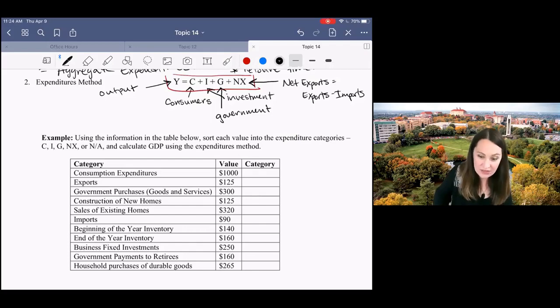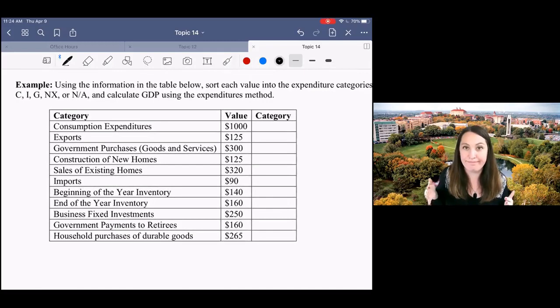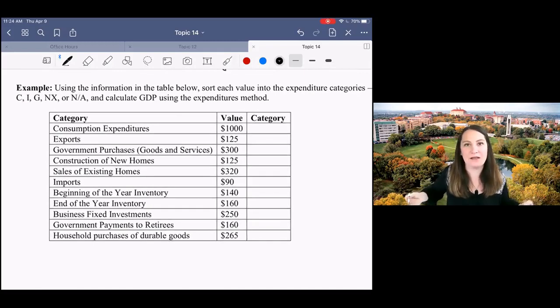So let's go through this example now. I've got a table with just some random numbers that represent theoretical expenditures. And what we're going to do is go through and categorize them as C, I, G, net exports, or not included in GDP. And then we'll add them all up to get our aggregate expenditures, which is our measure of aggregate production.